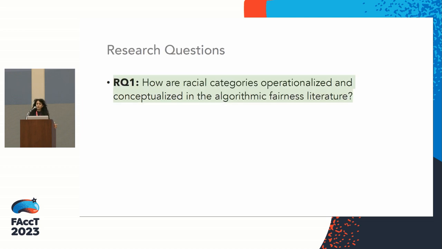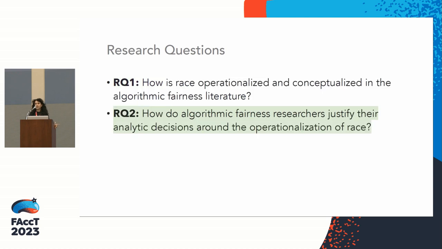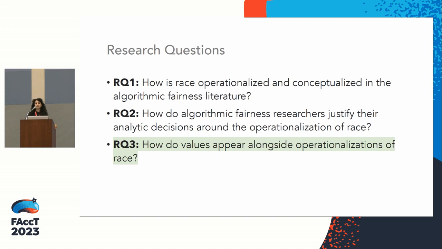So that brings us to our research questions. First, how are racial categories operationalized and conceptualized in the algorithmic fairness literature? Second, how are these decisions justified? And finally, how do values appear alongside these decisions?